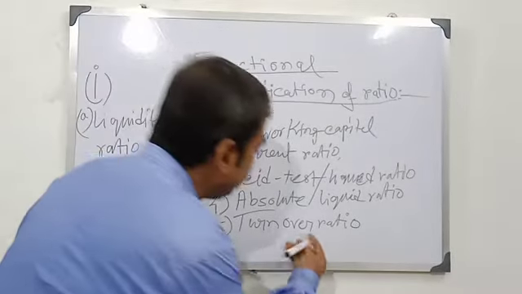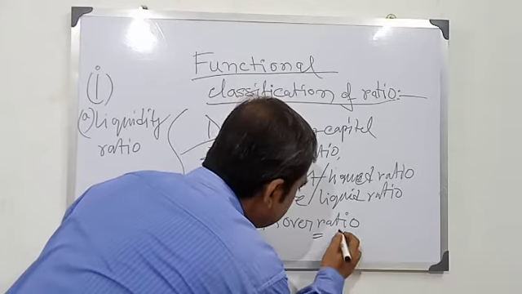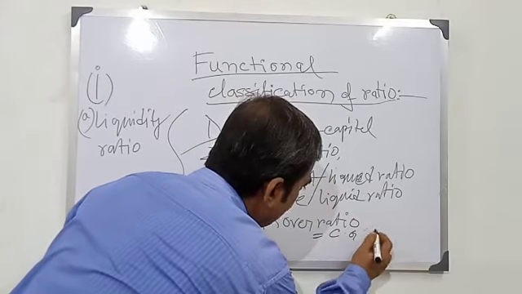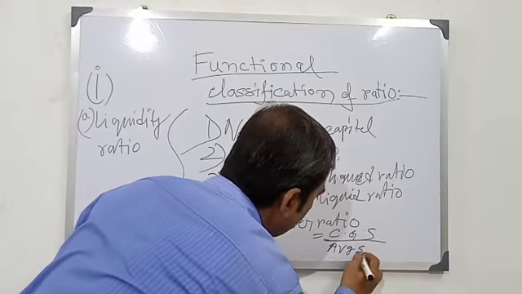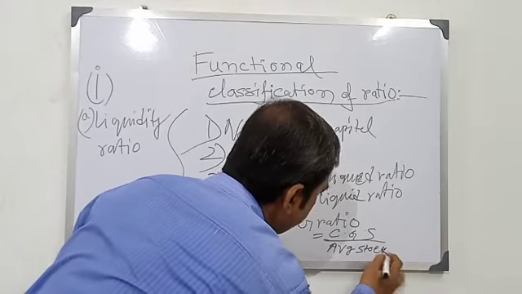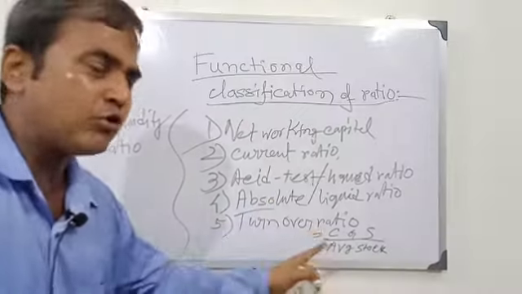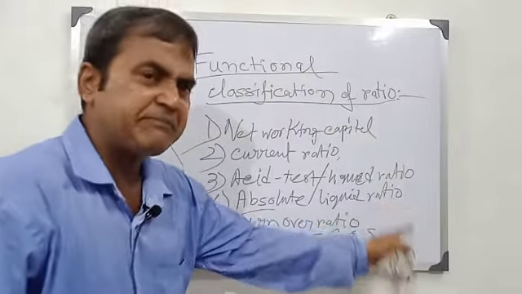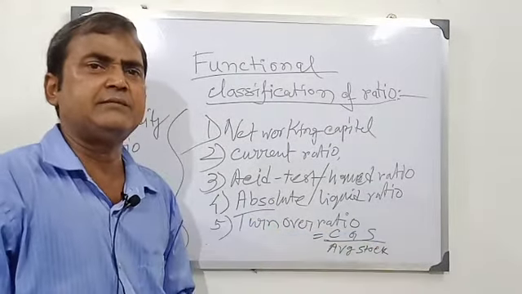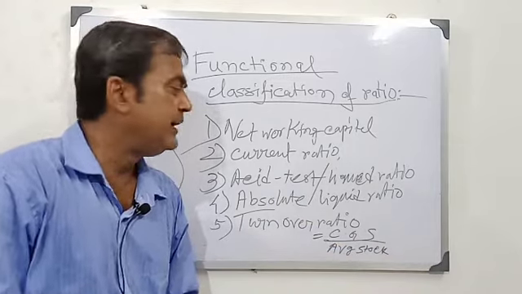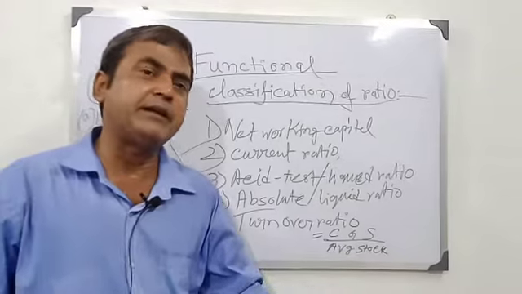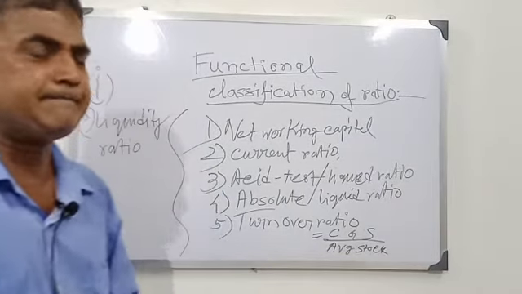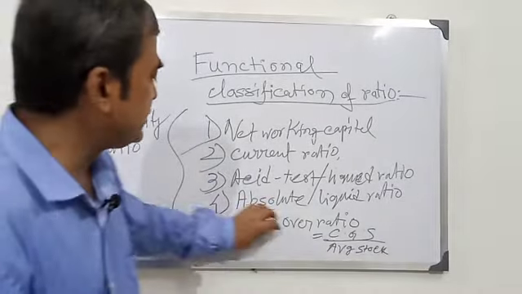So I must say, CGS, cost of goods sold, divided by average stock. If it is more and more, 5 times, 6 times, 10 times, 12 times, 13 times, every month the average stock is being converted into cash equivalent. Turnover ratio is so.